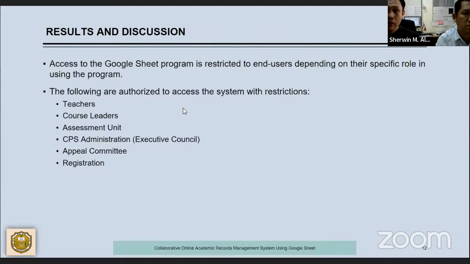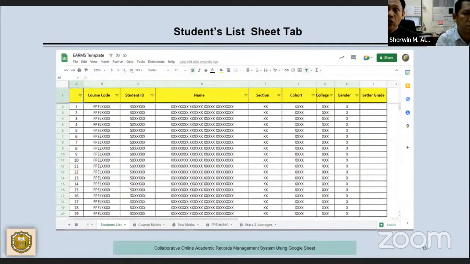Of course, as I mentioned, the access of the system is restricted. So this is how we organize. We have the student information, which we gather from our student portal, which is done by the course leaders. They are the ones who download the student list. Then they put it into the spreadsheet, which automatically deploys to the system, and automatically all the other sheet tabs will display all the information needed for the students.